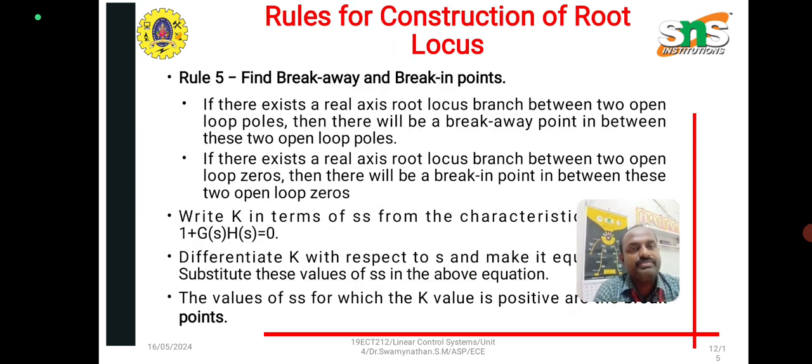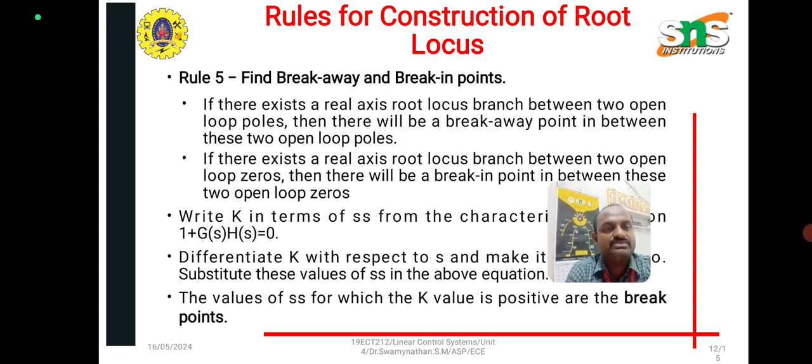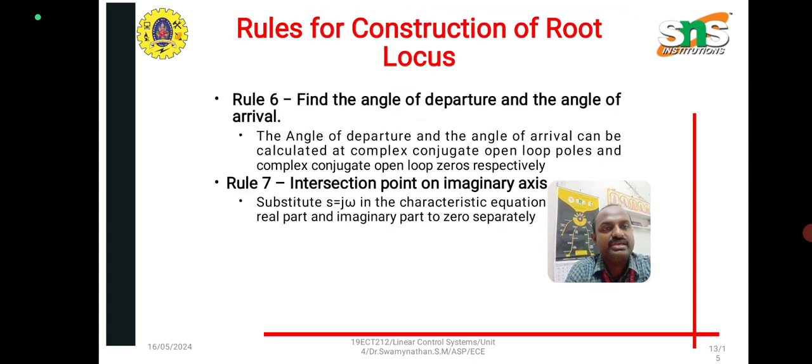And again, find the breakaway point. The breakaway point exists on the root locus branch between two open loop poles, or between two open loop zeros. So 1 plus G(s)H(s) equals 0. Then differentiate the term and substitute the s value in this equation. Then you can get the value of K, and then you can find the breakaway points.